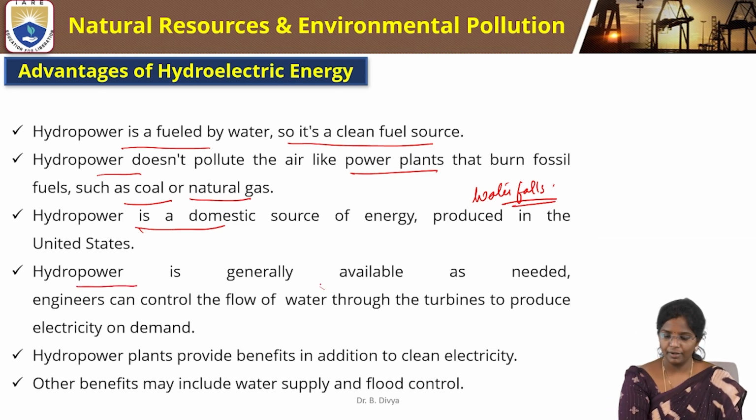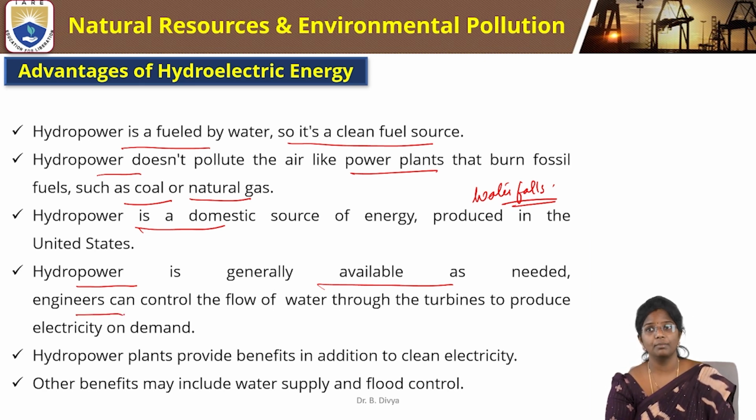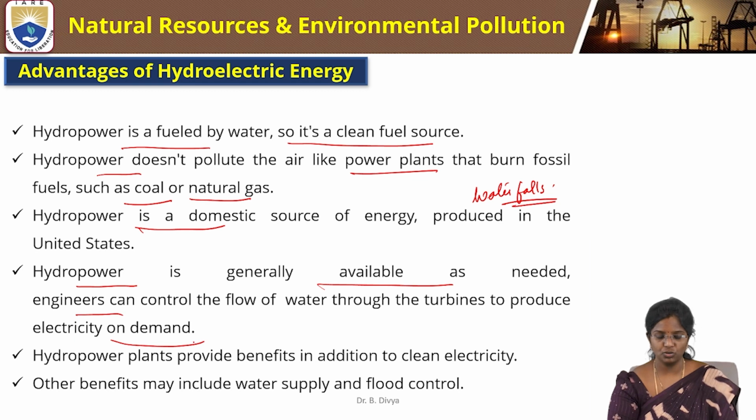Hydropower is generally available as needed, and engineers can control the flow of water through the turbines to produce electricity on demand. The control of the flow of water is also easier, because we generally construct dams and reservoirs. So these hydropower plants are generally placed near these power generation stations. In our state, we have power generation stations at Srisailam and Nagarjuna Sagar, different power stations, where power is generated using water.